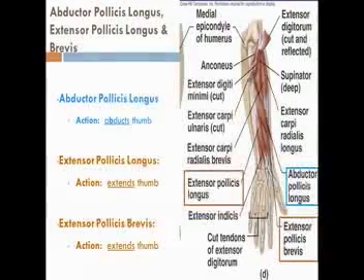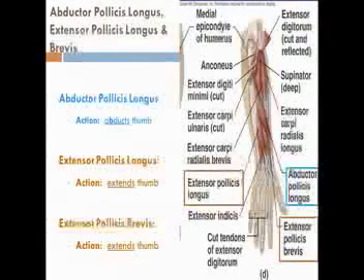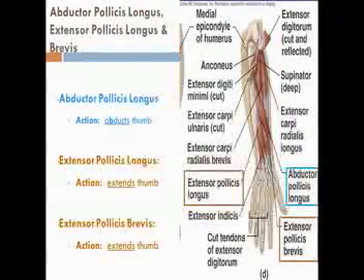Abductor Pollicis Longus abducts the thumb. Extensor Pollicis Longus extends the thumb, and Extensor Pollicis Brevis extends the thumb. So these are examples of muscles that tell you exactly what they do.